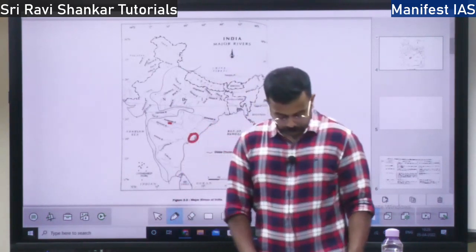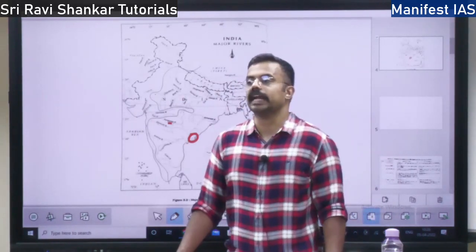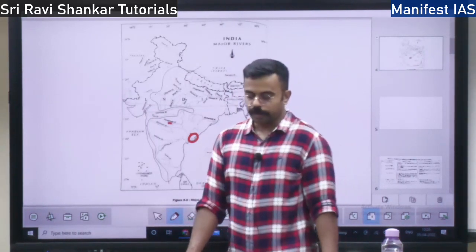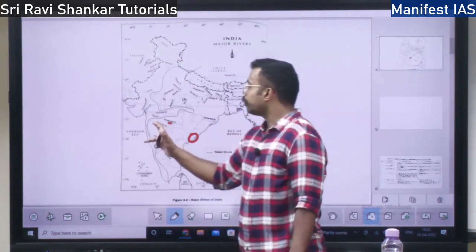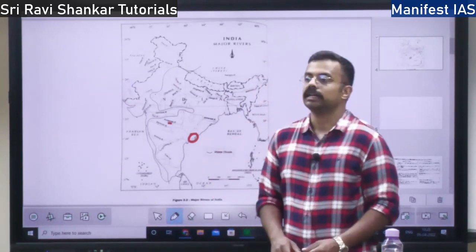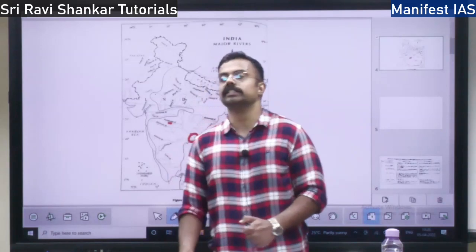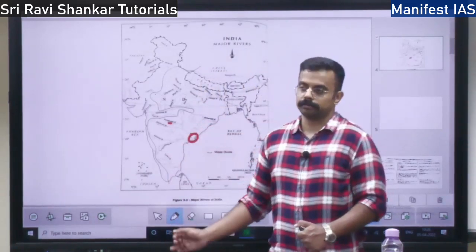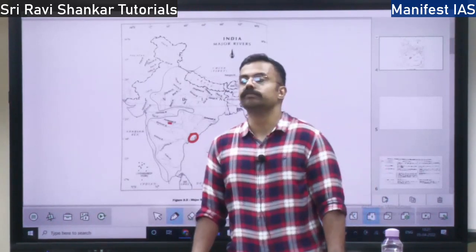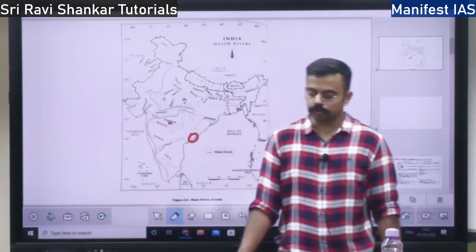So next we will talk about the Krishna River. The Krishna River is the second largest river in India, in the peninsular region. Where does it originate? It originates in the Mahabaleshwar region. Where is Mahabaleshwar? In Maharashtra, in the Sahyadri mountains. So what is the total length of the Krishna River? The total length is 1401 kilometers. About 1400 kilometers is the total length.